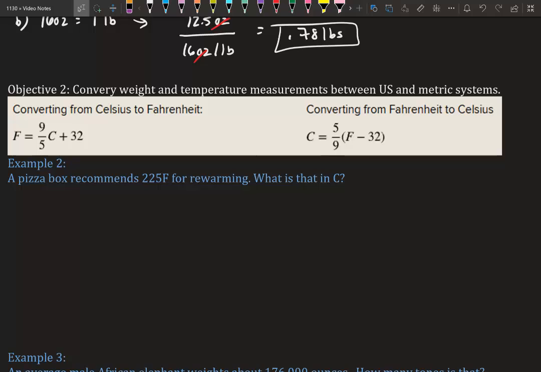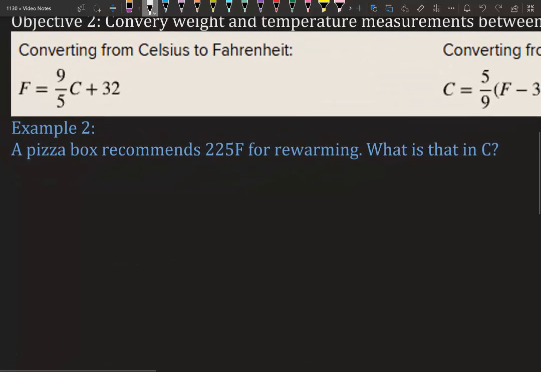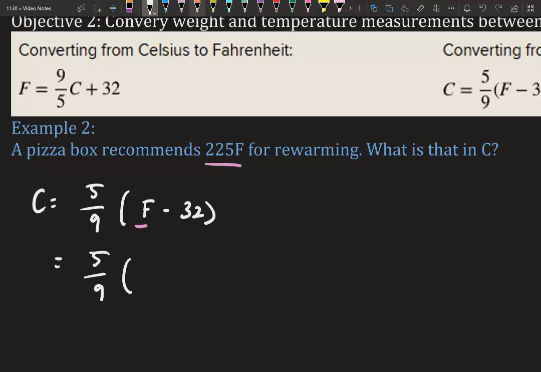All right, we're going to convert temperatures. So converting Celsius to Fahrenheit is 9 over 5 C plus 32. To convert the opposite way, it's 5 over 9 times F minus 32. So a pizza box recommends 225 Fahrenheit for rewarming. What is that in Celsius? So we know that to convert to Celsius, it's 5 over 9 times F minus 32. Our F is the Fahrenheit temperature.